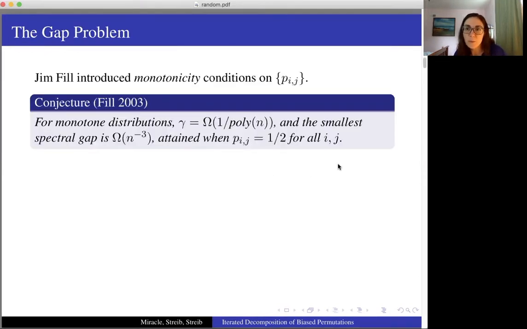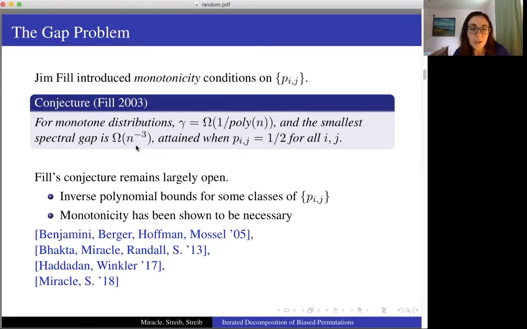This Markov chain for permutations has been widely studied in both the uniform and the biased settings. In 2003, Jim Fill presented a set of monotonicity conditions on the Pij's, and he conjectured that they are sufficient for polynomial mixing. In fact, he conjectured that the worst case is the uniform distribution, when the Pij's are all equal to 1/2. And in that case, the spectral gap is 1 over n cubed. He called this the gap problem.